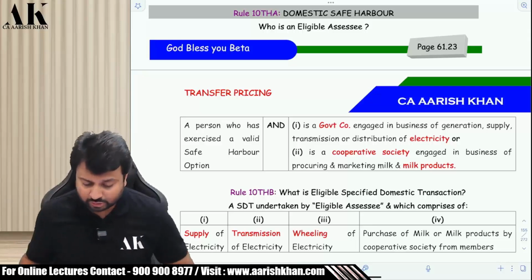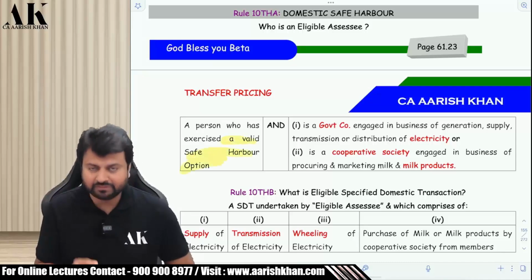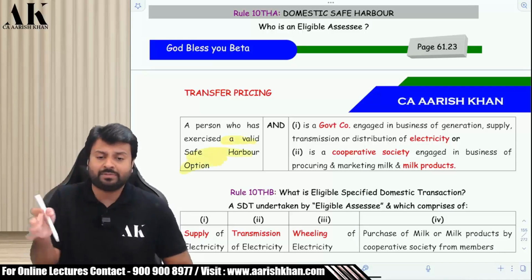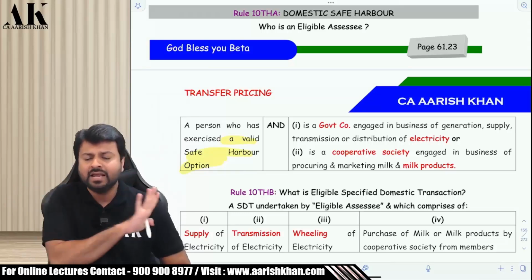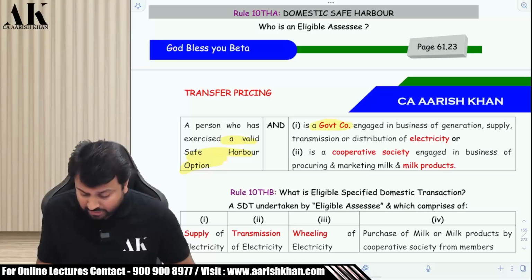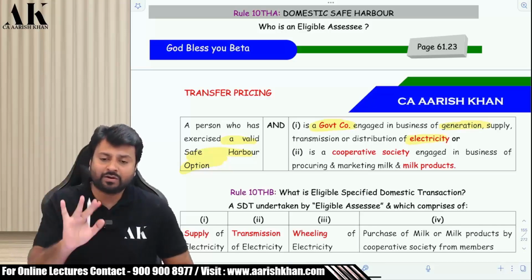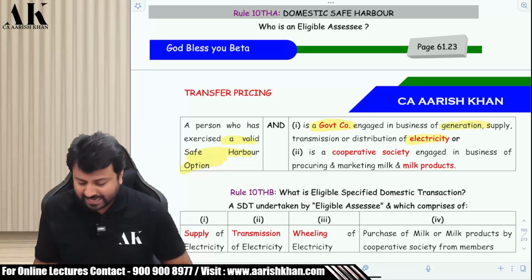So who are the assessees to whom this benefit has been given? A person who has exercised a valid safe harbor option. First of all, you have to exercise the option of safe harbor. Then only are safe harbor provisions applicable. Otherwise, safe harbor provisions are not applicable. It is applicable to whom? It is applicable to a government company engaged in the business of generation, supply, transmission or distribution of electricity.